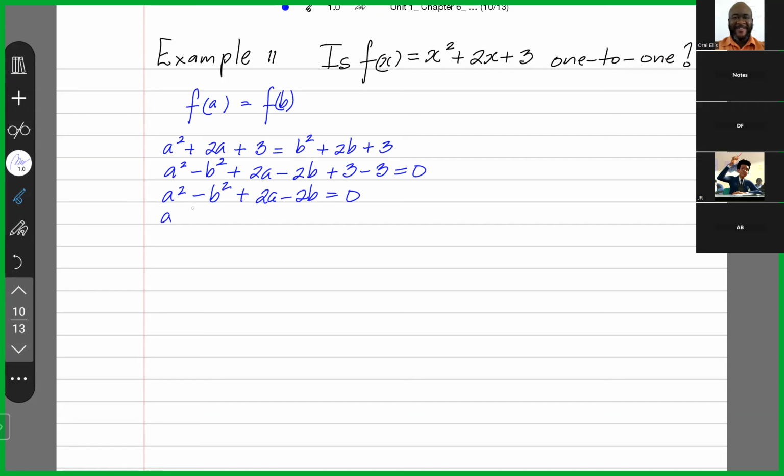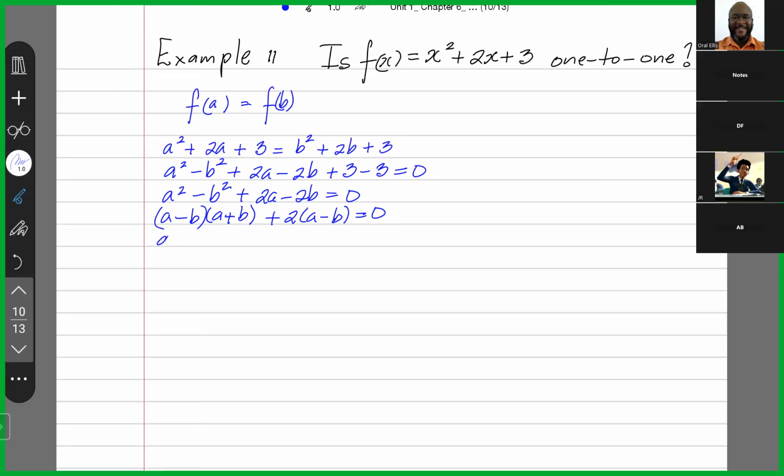We can factorize a squared minus b squared. That's the difference of two squares. So we have a minus b multiplied by a plus b, plus we can factorize 2a minus 2b to get 2 into a minus b, and this is equal to 0. Now we can factorize the entire expression on the left because a minus b is common.